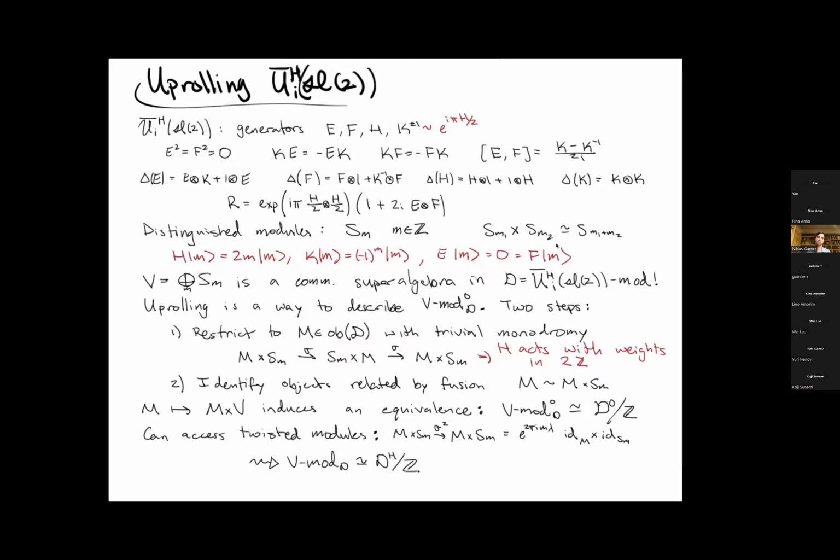Restricted means that I'm going to look at modules where K acts in the same way as the exponential of H, so that if I have a weight vector, then K acts as the exponential of that weight, or i to that weight, rather. There are a couple of relations on this algebra. E, F, and H are an SL2 triple, as you'd expect. They generate an analog of the universal enveloping algebra, together with the constraint that E squared and F squared are zero. H is the Cartan element of my SL2 triple, and K is its exponential. So K doesn't commute with E. It anti-commutes with E, because i squared is minus one. Similarly for F, i inverse squared is minus one, and so K anti-commutes with F as well. And then we have this condition, E squared and F squared equal to zero.